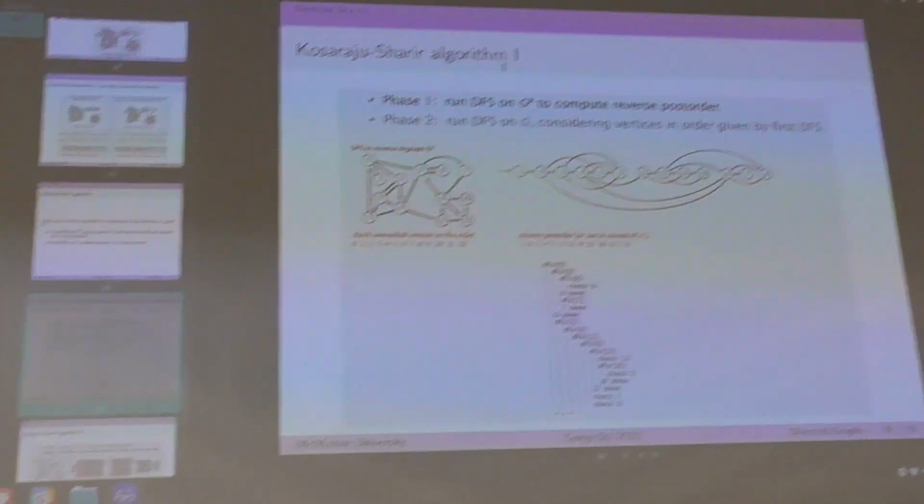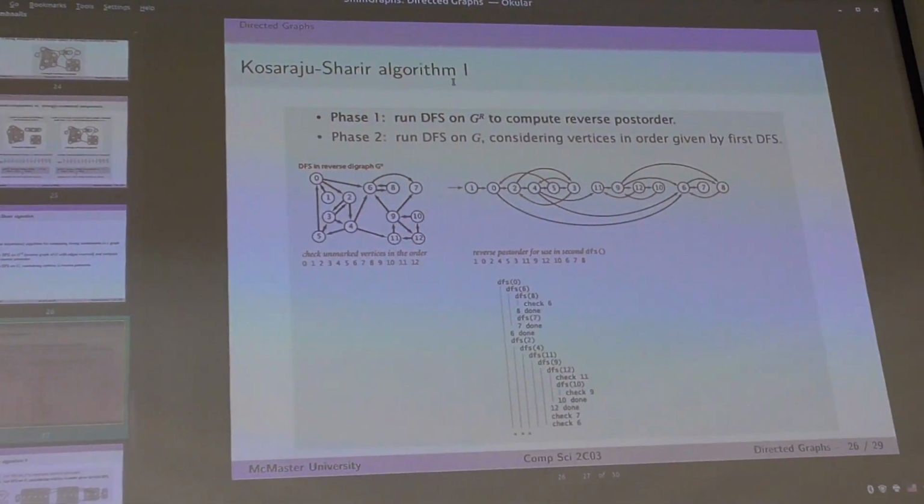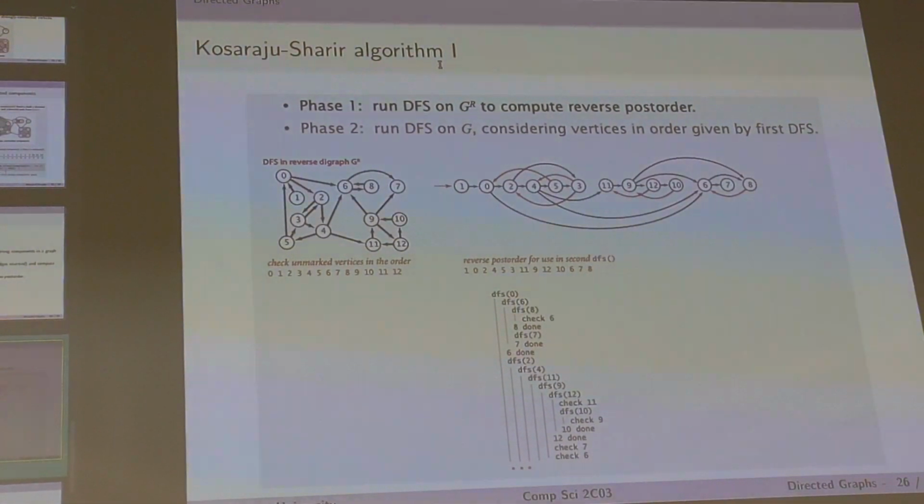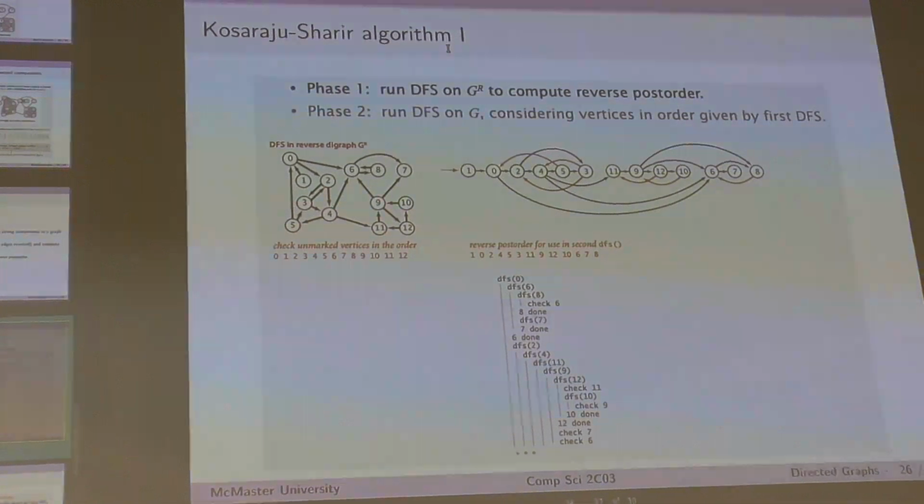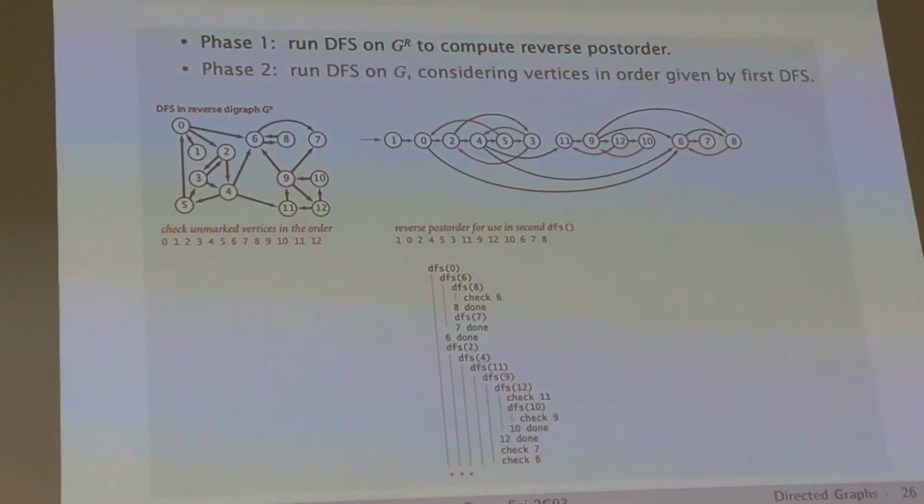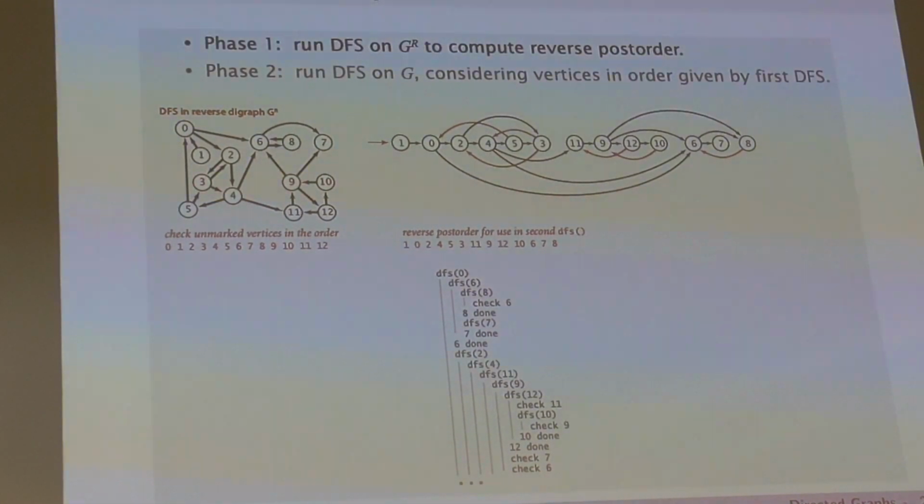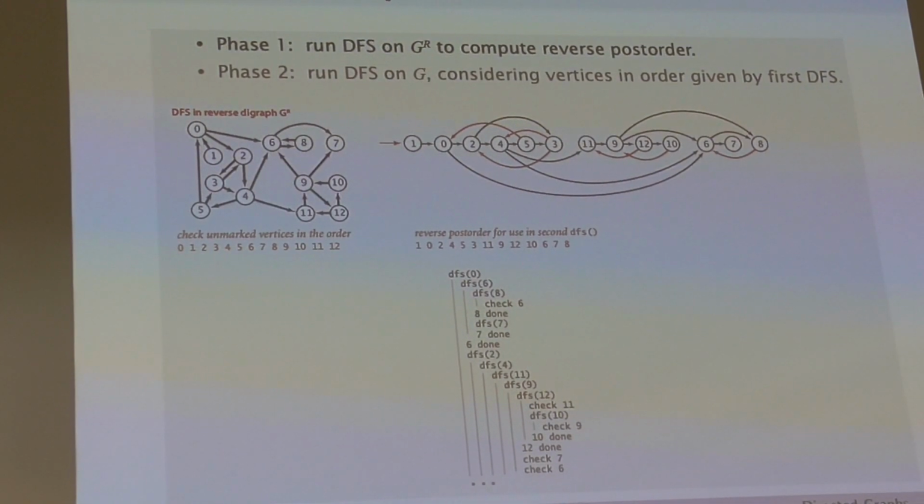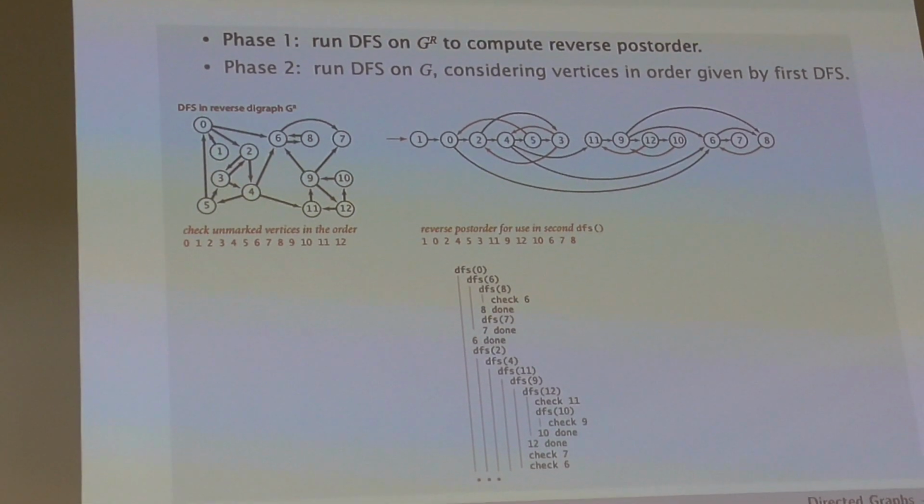And we run depth first search considering the vertices in that order. So, phase 1: run depth first search on the reverse of the graph to compute the reverse post order. Phase 2: run depth first search on the graph considering vertices in the order given by the first search.